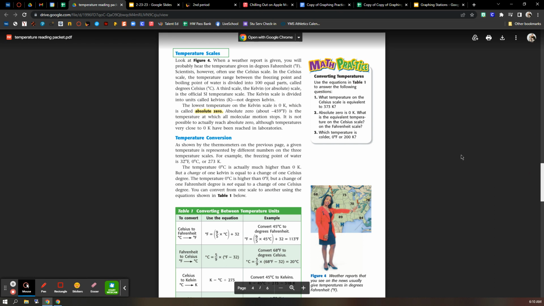Temperature scales. Look at figure 4. When a weather report is given, you will probably hear the temperature given in degrees Fahrenheit. Scientists, however, often use the Celsius scale. In the Celsius scale, the temperature range between the freezing point and boiling point of water is divided into 100 equal parts called degrees Celsius.